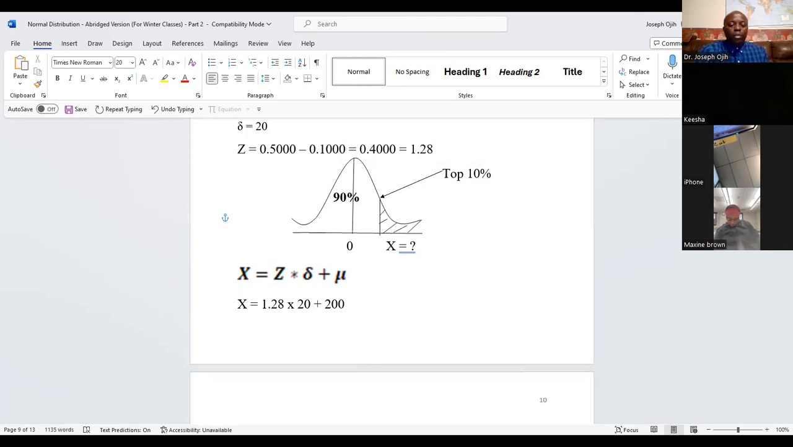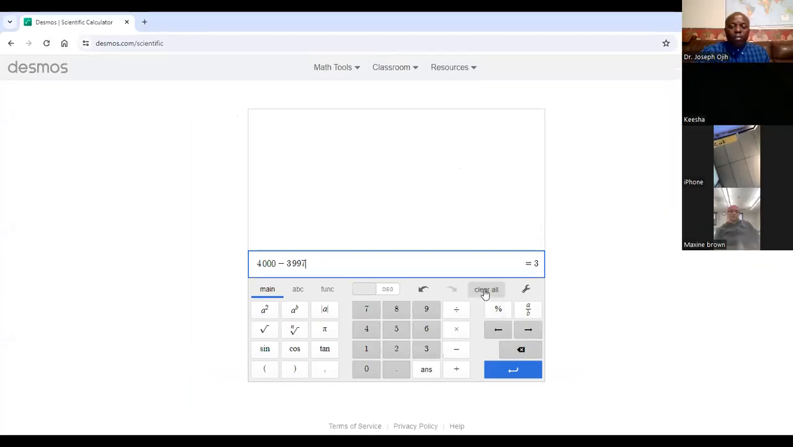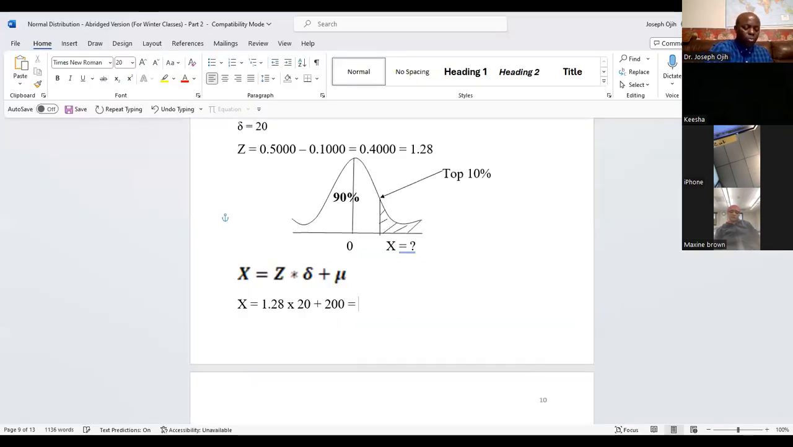Go to our calculator. We have 1.28 times 20 plus 200. That gives us 225.6. So the lowest score to qualify is 225.6.